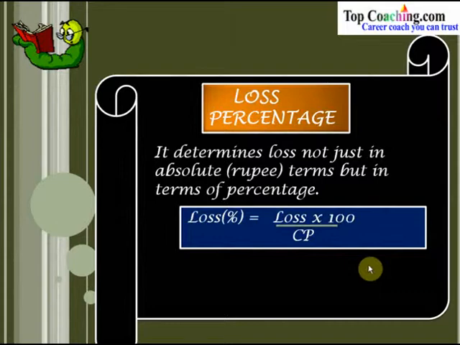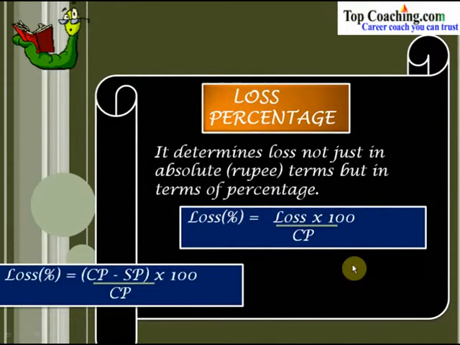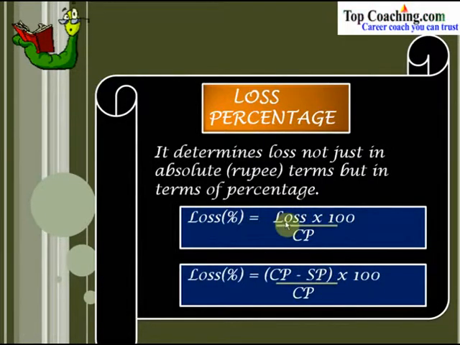Also we know that loss is equal to CP minus SP. So we can replace loss by the expression CP minus SP. So loss percentage equals CP minus SP whole divided by CP into 100. Again the base has to be CP, which is the cost price.